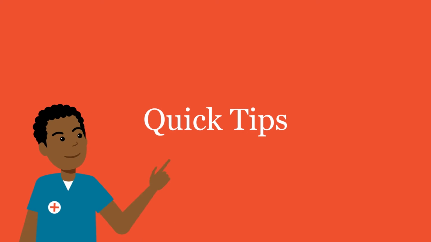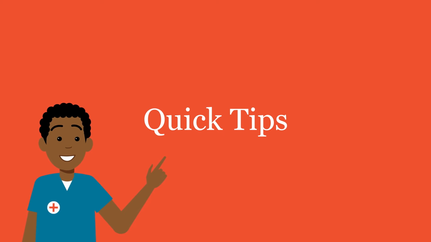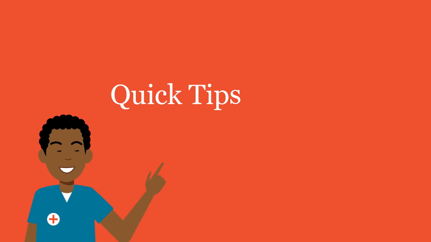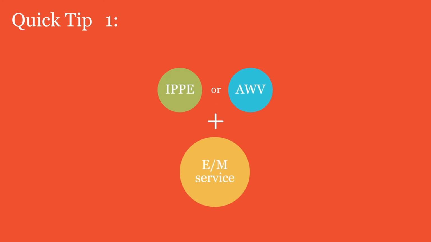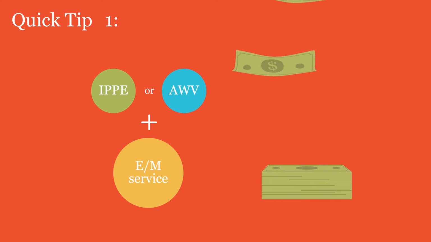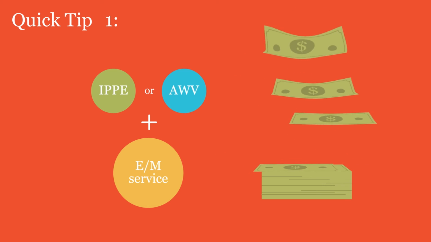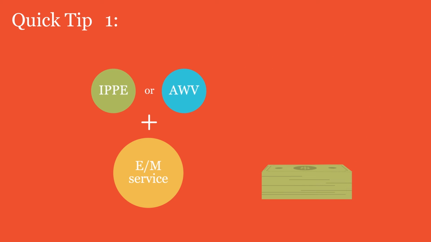Finally, we'll go over a few quick tips to help streamline the Medicare wellness visits and avoid claims denials. Quick tip 1. When you provide an initial preventive physical exam or any type of annual wellness visit and a significant, separately identifiable, medically necessary evaluation and management (E&M) service, Medicare may pay for the additional service. Report the necessary E&M CPT code with the modifier 25.